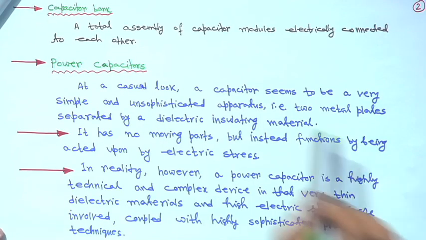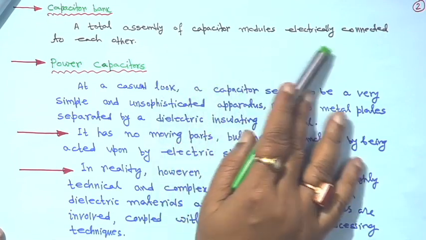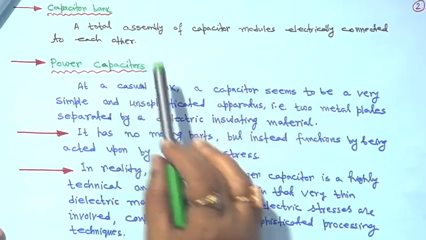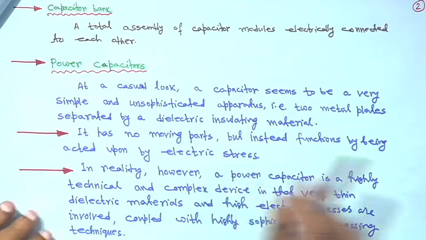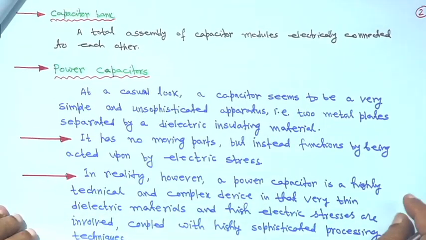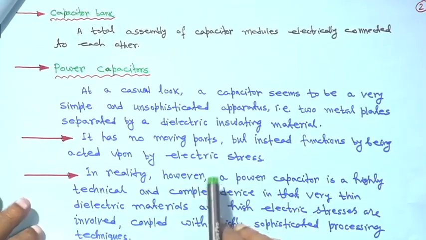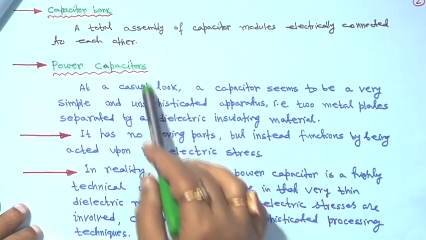A capacitor bank is a total assembly of capacitor modules electrically connected to each other. So, these are capacitor banks. Let me tell you something first, and then something more, about power capacitors.